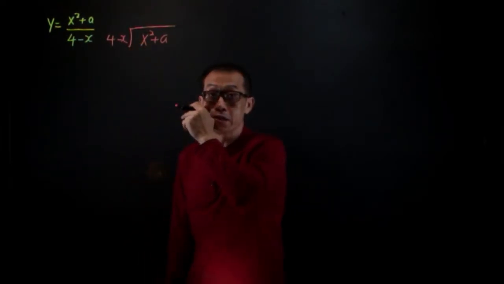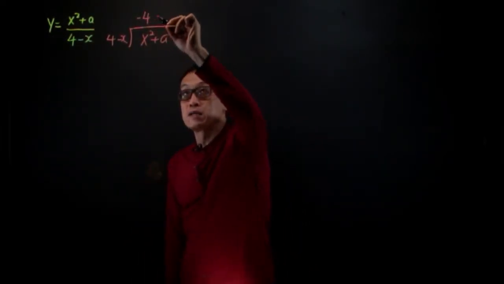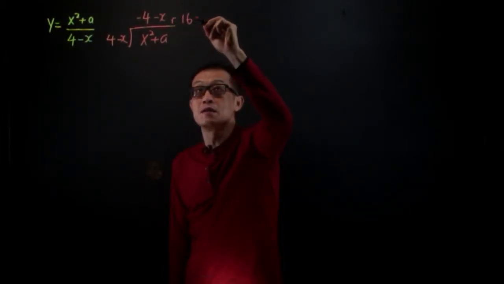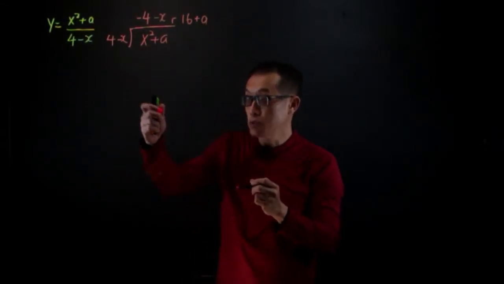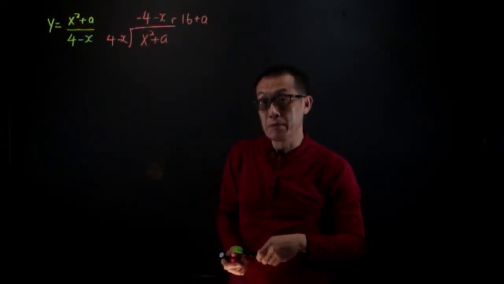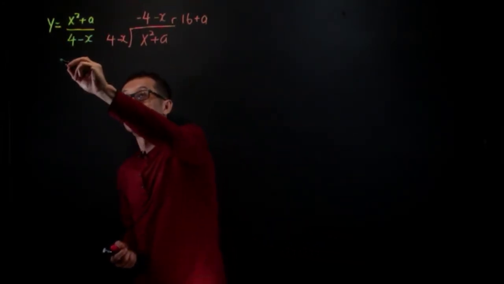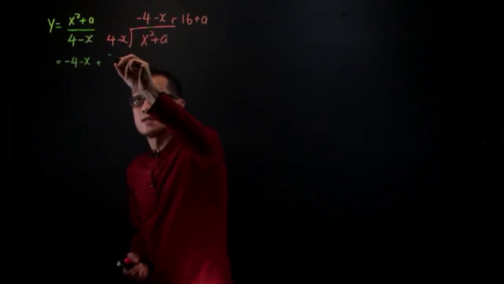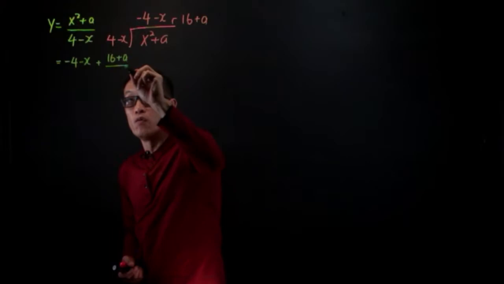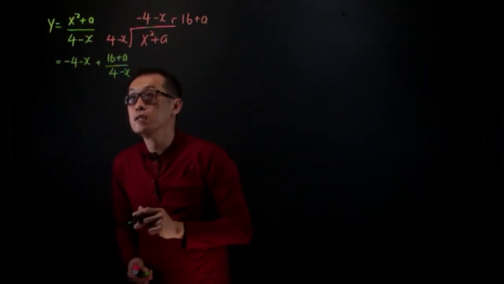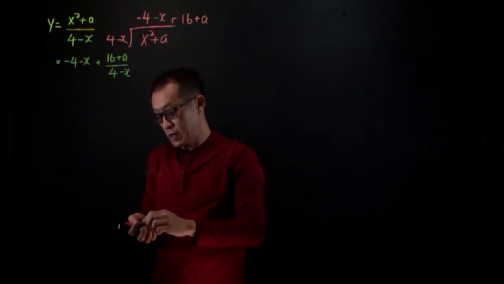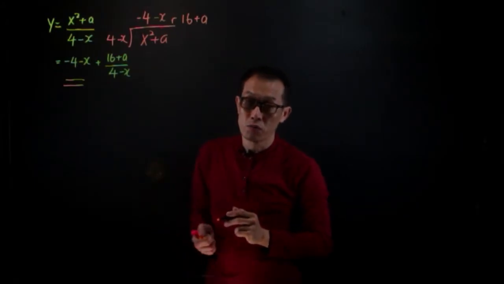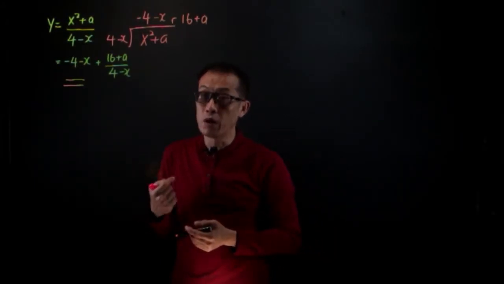Now, if you do a long division, you will get minus 4 minus x as its quotient, and the remainder will be given by 16 plus a. So this equation can be rewritten as minus 4 minus x plus (16 plus a) over (4 minus x). Now this portion of the equation, the quotient, will be the oblique asymptote or the horizontal asymptote.